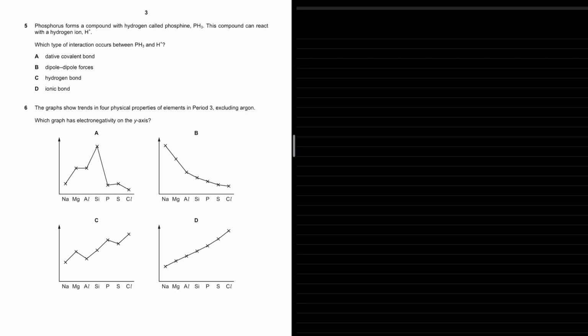And why is it a dative covalent bond? Because you have PH3, right? And there is a lone pair on the phosphorus that can form a bond with a hydrogen ion like this. And that bond, since the hydrogen is not bringing any electrons, is called a dative covalent bond. So the answer is A.